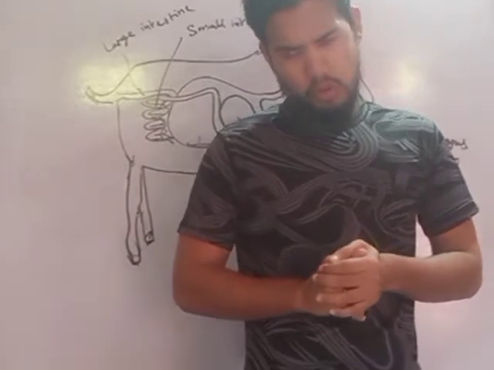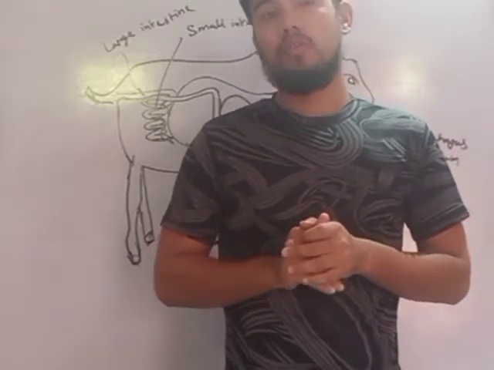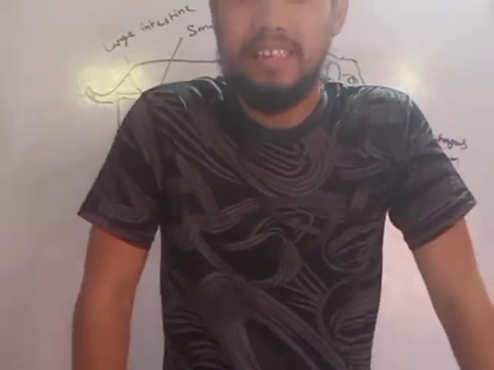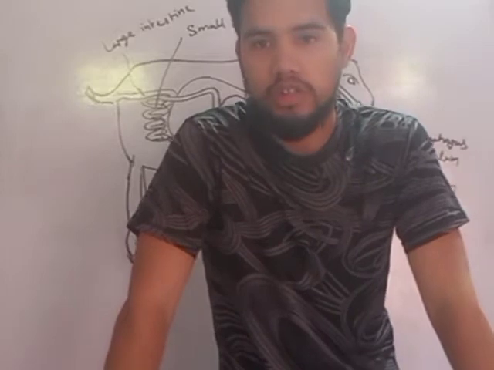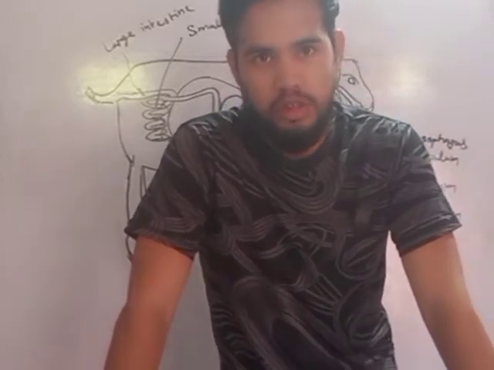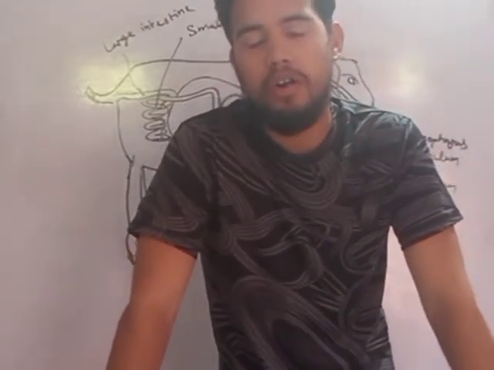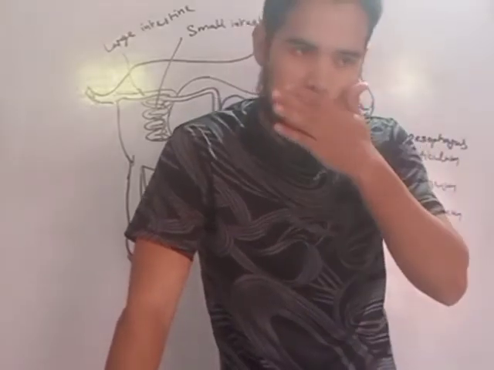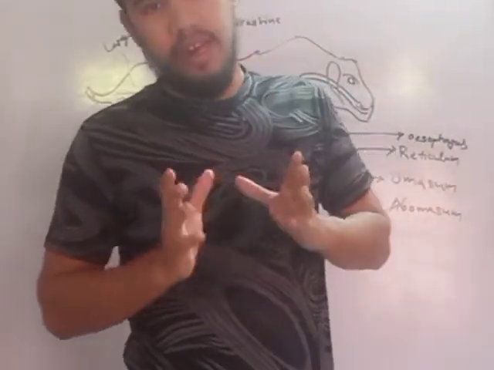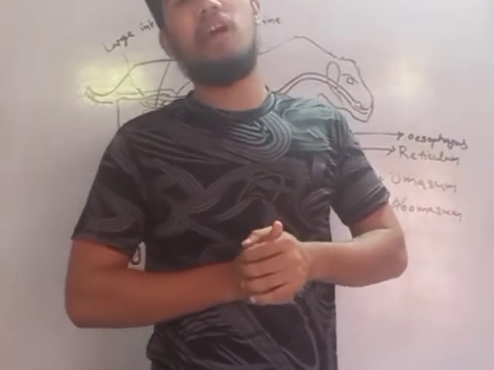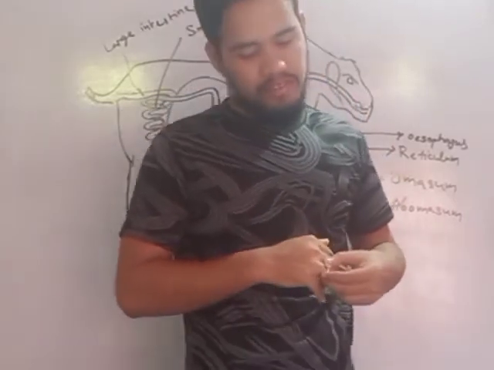Ruminants can digest cellulose present in the plant cell or in the grass, but human beings cannot digest cellulose. Cellulose is a substance present in green plants, grass or any plant cell. Some kinds of bacteria are there in ruminants, and with the help of bacteria they digest and absorb the cellulose present in the plant cell.